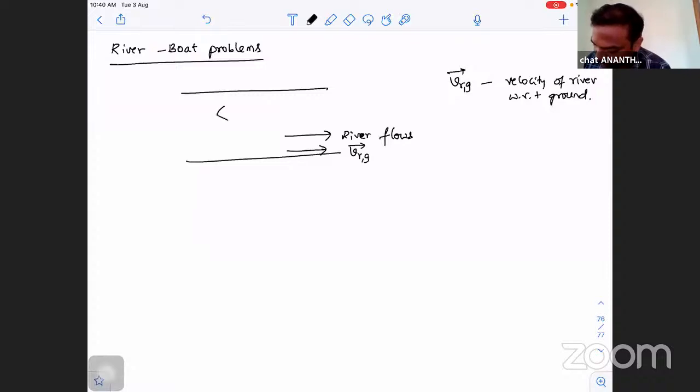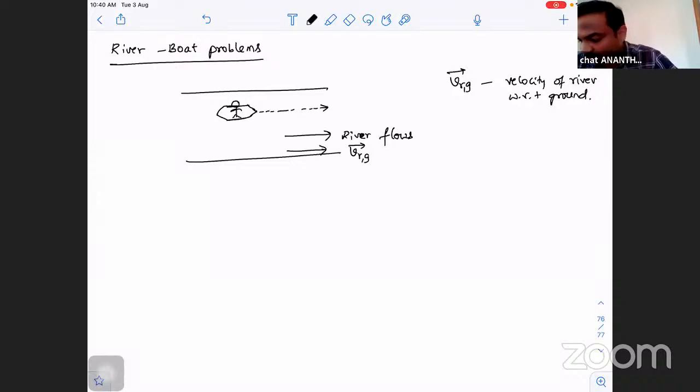Suppose a boat is there inside the river. The boatman is sleeping, so nobody is inside the boat, let us say. Then the boat also will flow with the river speed. Am I right? If nobody is rowing the boat, nobody is driving the boat, then the boat will move along the river. Then the boat velocity will be equal to the river velocity.